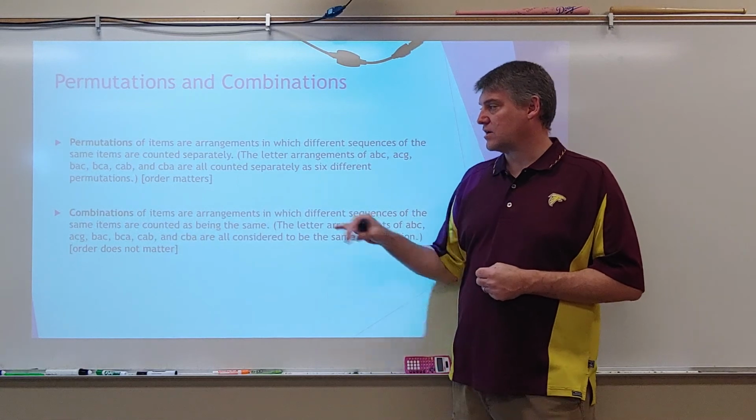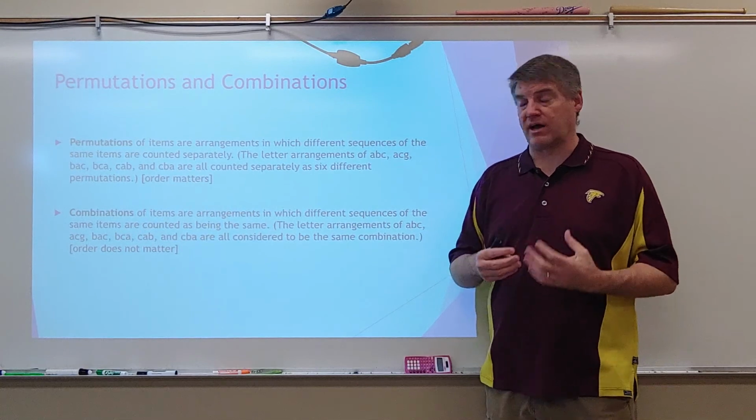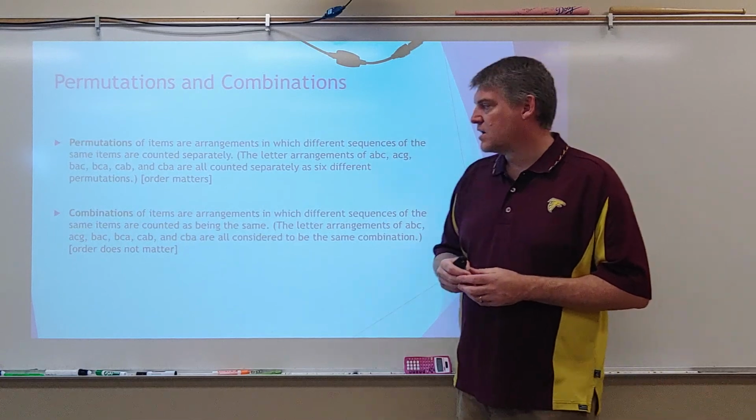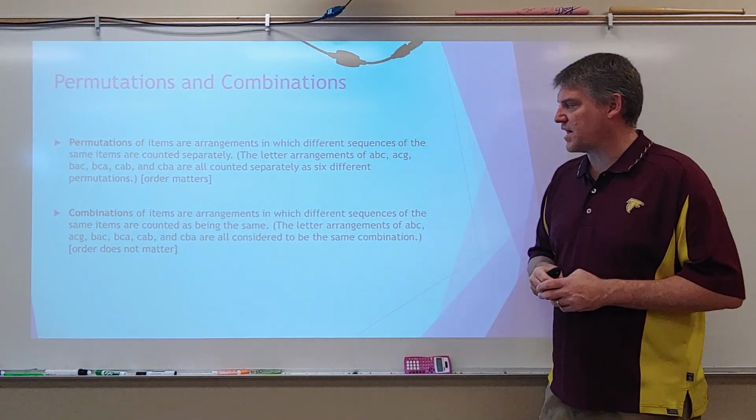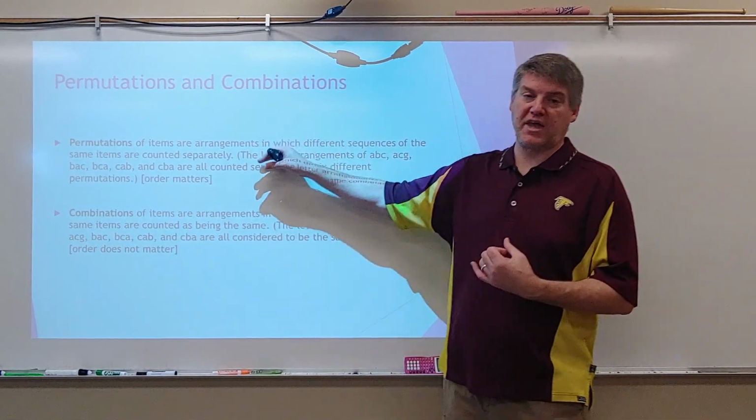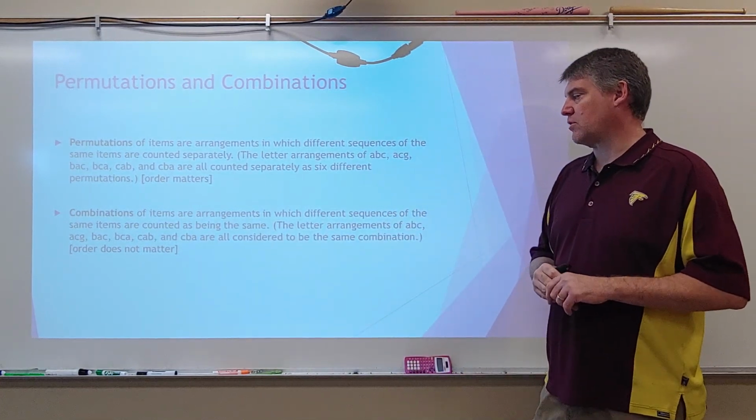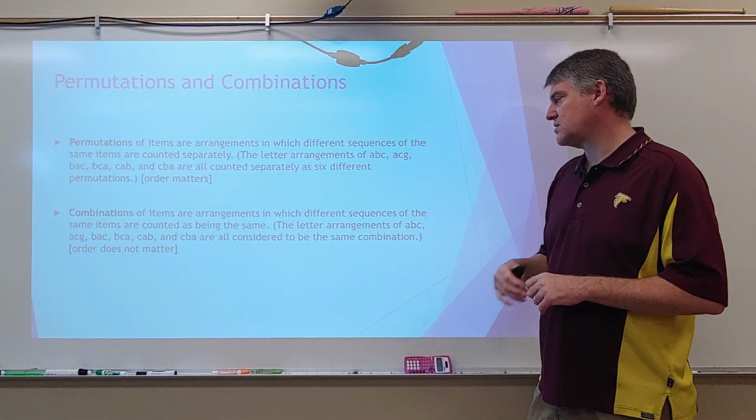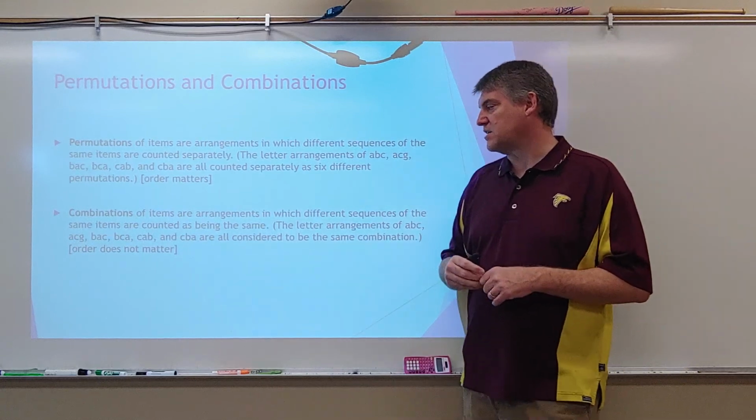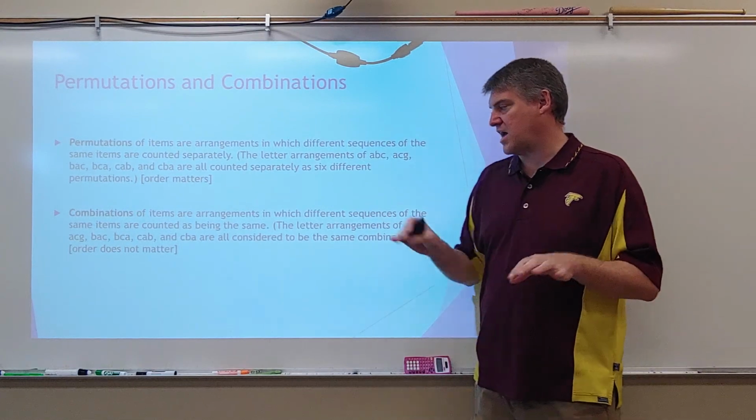Permutations and combinations. Permutations are arrangements in which different sequences of the same items are counted separately. The letter arrangements ABC, ACB, BAC, BCA, CAB, and CBA are all counted separately as 6 different permutations. In permutations, order matters. Combinations are arrangements in which different sequences of the same items are counted as being the same. The letter arrangements ABC, ACB, BAC, BCA, CAB, and CBA are all considered to be the same combination.